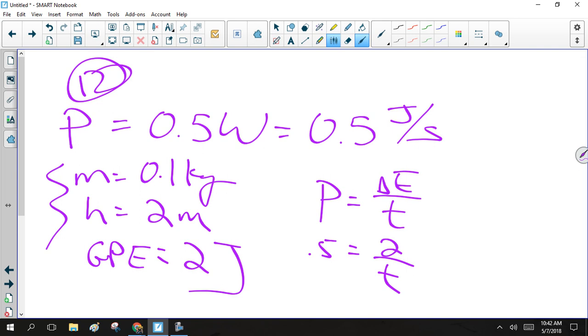You could also do power as force times velocity, and then solve for the time for the velocity to work, but this was easier, I thought.